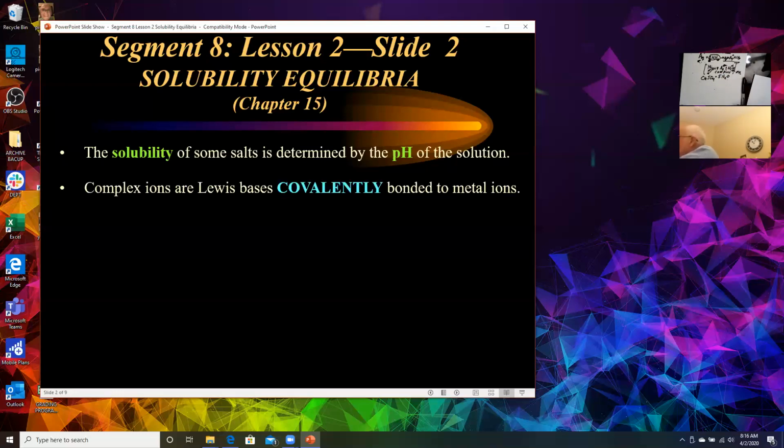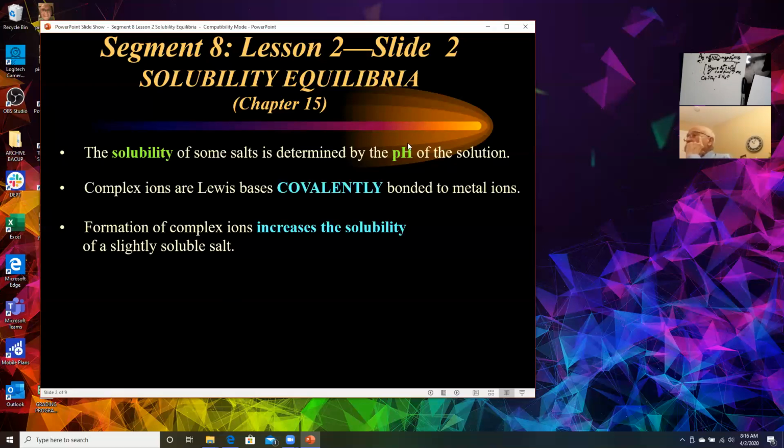So when you get a complex ion, it is an equilibrium as well. The Lewis base is covalently bound. That's what we mean by that pair of electrons. It's a covalent bond, and that pair of electrons is a covalent bond. And it's bonded to the metal atom.